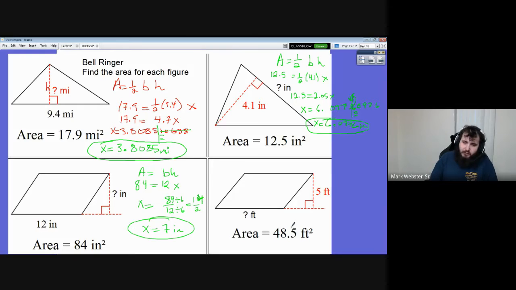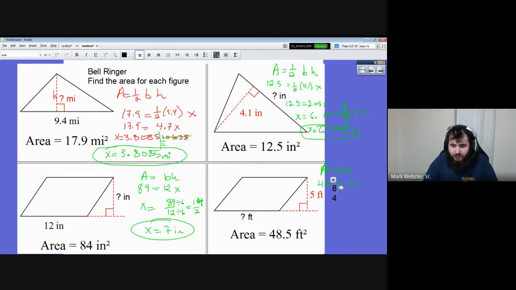Last one, we got 48.5 and 5. So again, area equals base times height since we're working with a parallelogram. 48.5 equals base times height. And we can actually probably do this in our head, but I don't want to. 48.5. Ooh, not typing into the right spot, am I? Let's try that again.